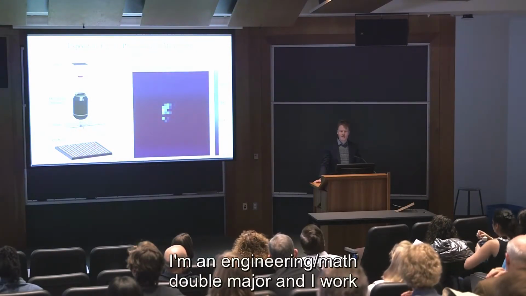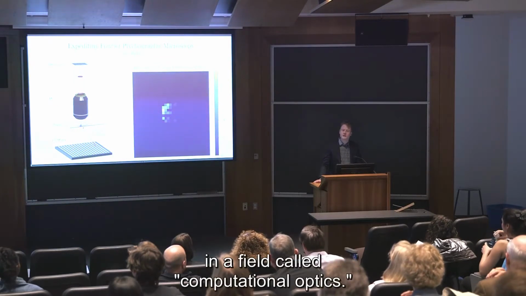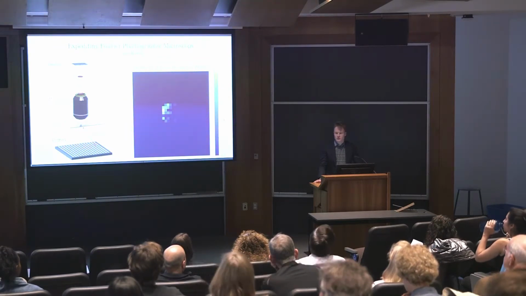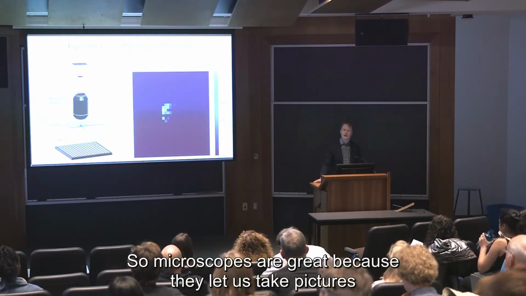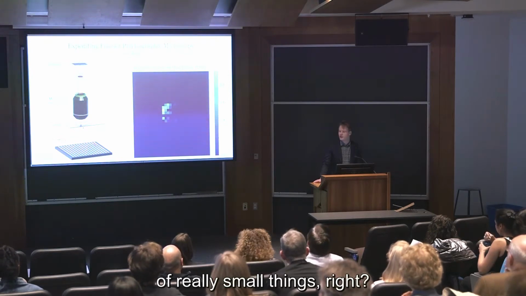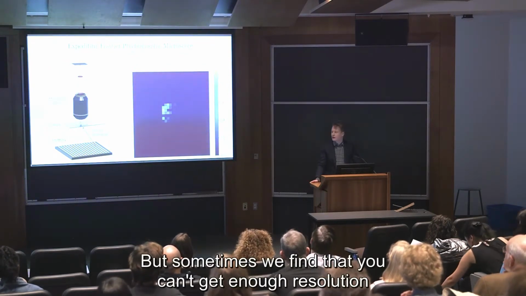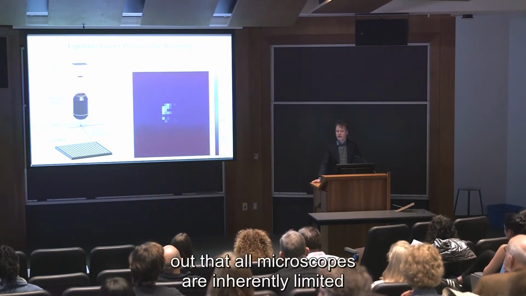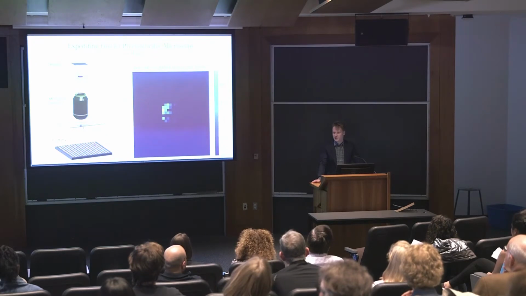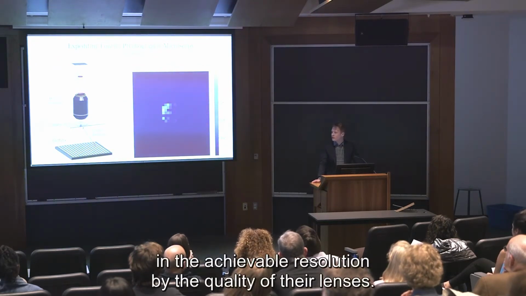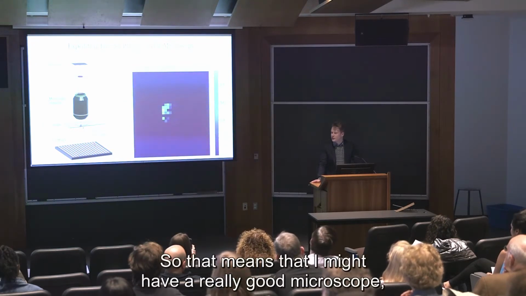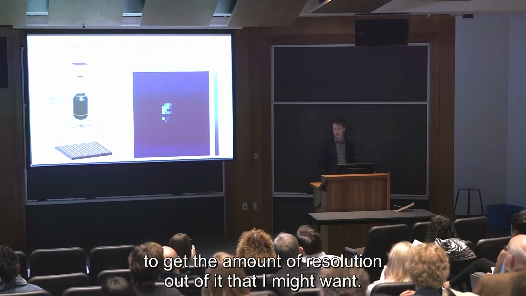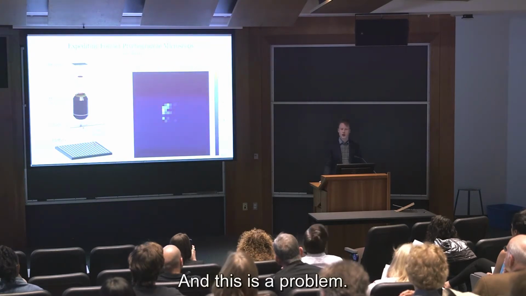I'm an engineering math double major, and I work in a field called computational optics. And today I want to talk about microscopes. Microscopes are great because they let us take pictures of really small things, right? But sometimes we find that we can't get enough resolution out of a microscope. It turns out that all microscopes are inherently limited in the achievable resolution by the quality of their lenses. That means I might have a really good microscope, but the lens still isn't quite good enough to get the amount of resolution out of it that I might want. And this is a problem.